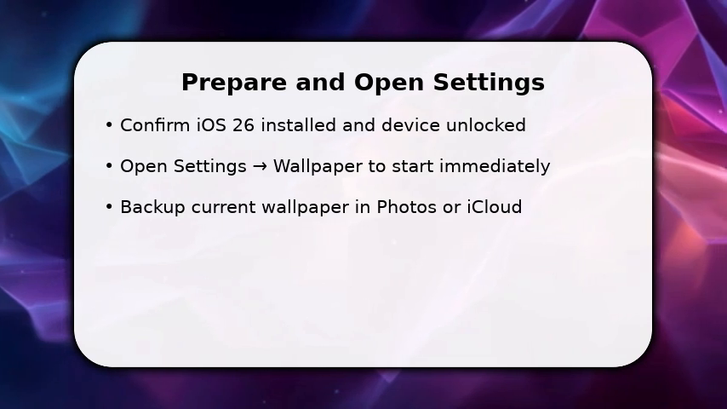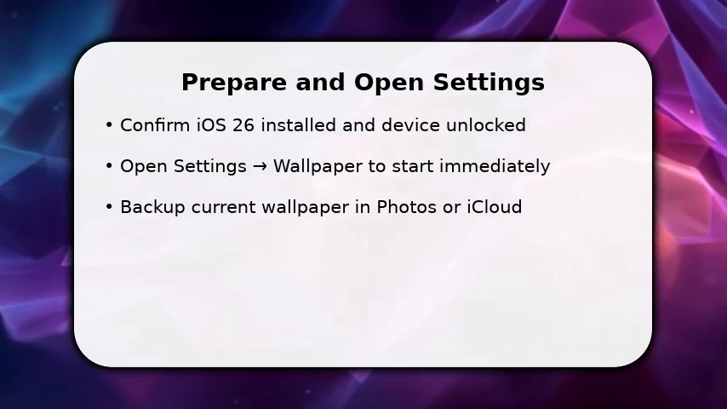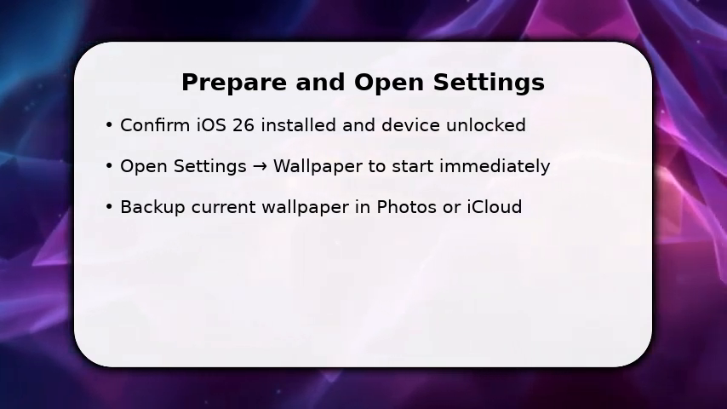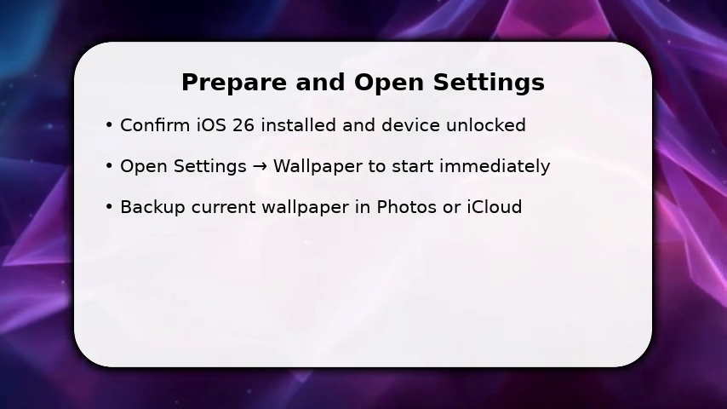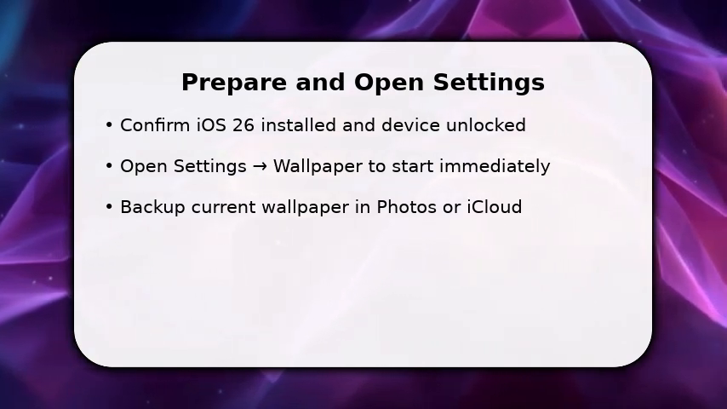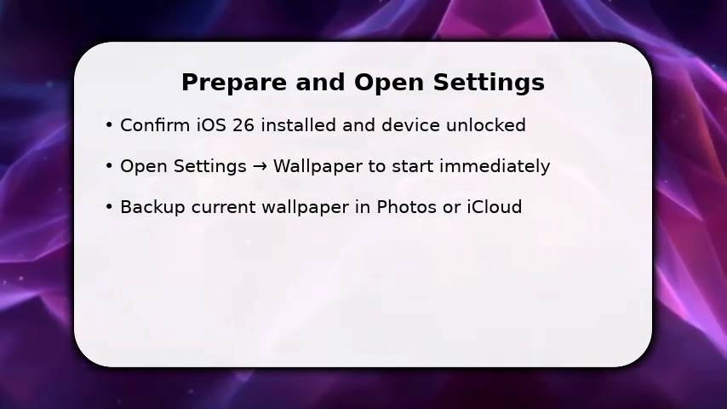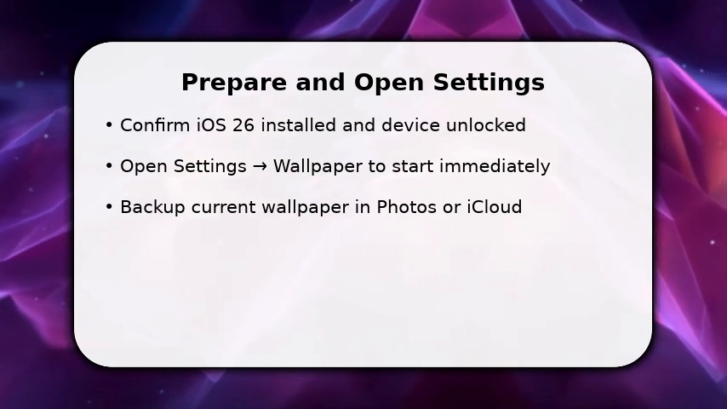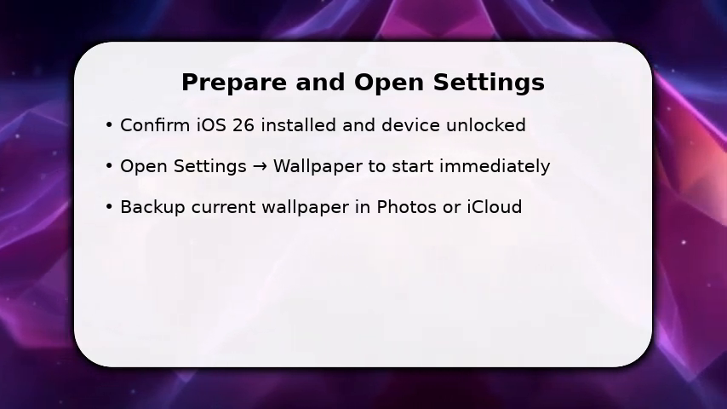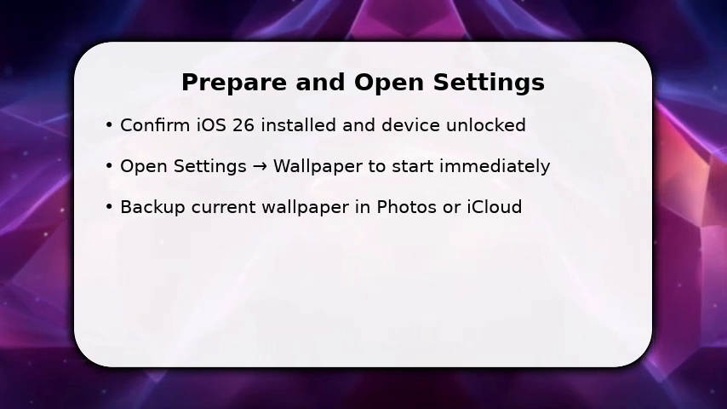The Wallpaper pane is where iOS surfaces System and Custom options. Make sure to back up your current background to Photos or iCloud so you can revert if needed. You're not installing anything extra. You're entering the system tool that controls lock screen, home screen, and focus-linked backgrounds.